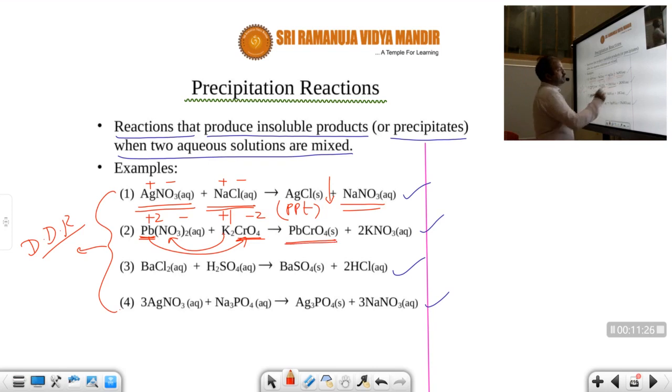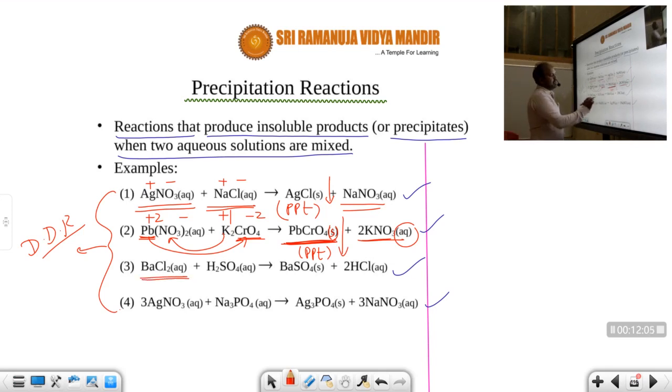What will be formed? Lead chromate will be formed. PbCrO4 means lead chromate, and KNO3 will be formed. Here KNO3 is given as aqueous, that means this salt is dissolved in water, but PbCrO4, lead chromate, is in the form of precipitate. Take a look at the lead chromate. What is given in the brackets? S is given. S means it is a solid, it is not soluble in water. So the insoluble salt, the salt which cannot be dissolved in water, is considered a precipitate. In this reaction, the precipitate is PbCrO4. Whenever a precipitate is formed, it is denoted by a downward arrow.